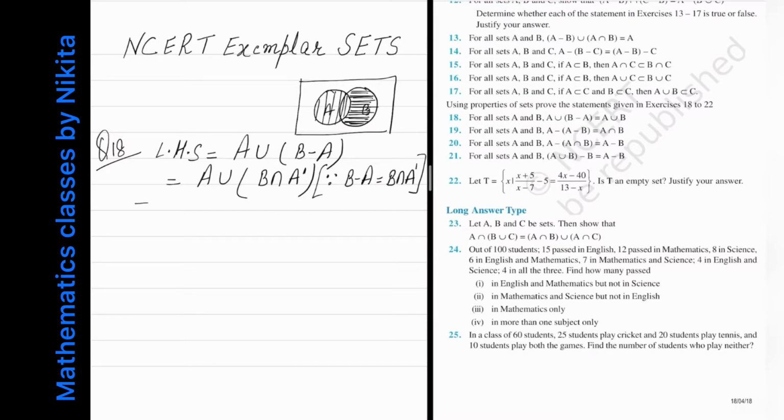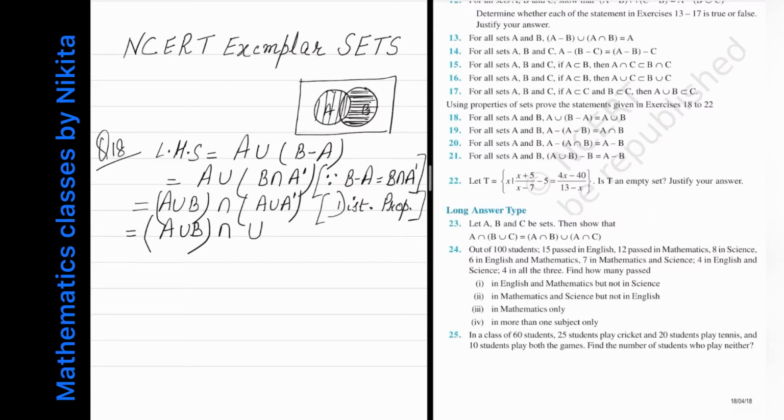Now here I will apply the distributive property. So this will be equal to (A union B) intersection (A union A complement). In the bracket you can write that you have used the distributive property. Now what is A union A complement? A union A complement is your universal set, since A union A complement is equal to U. U always denotes the universal set.